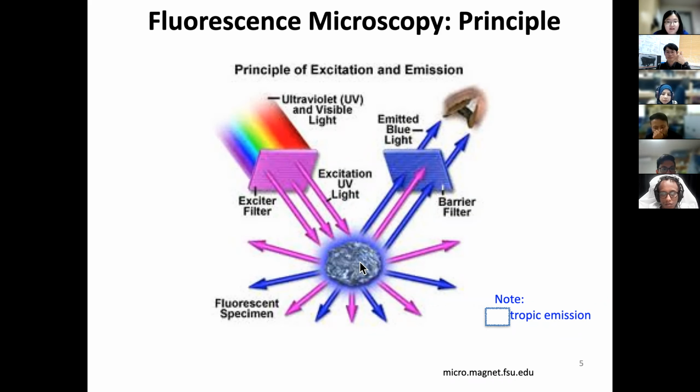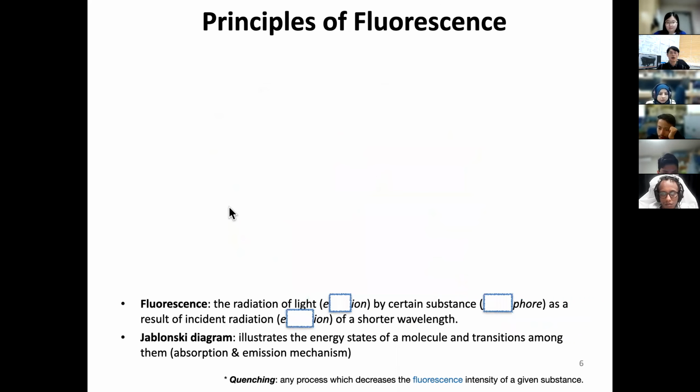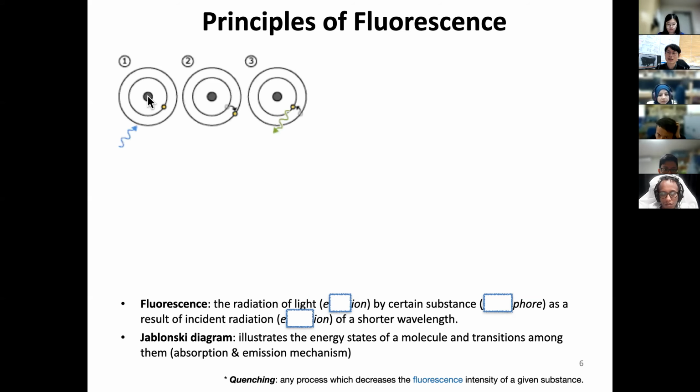Isotropic. Excellent. Yes, one of the points is once the excited molecule emits light, it's isotropic. Every direction uniform. So that's a very important property of fluorescence. And now we want to describe how this fluorescence happens as a principle from the quantum mechanical point of view, or the molecular energy. So let's say this is a molecular atom and this is an electron.